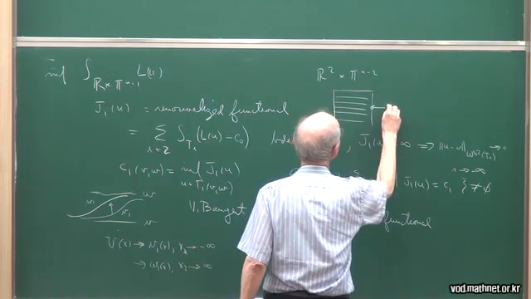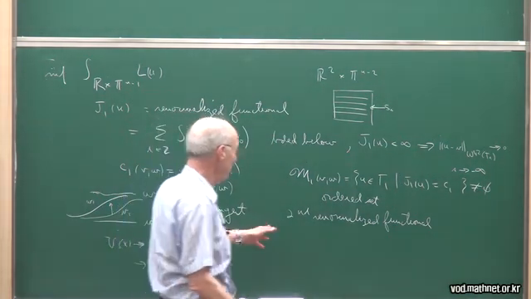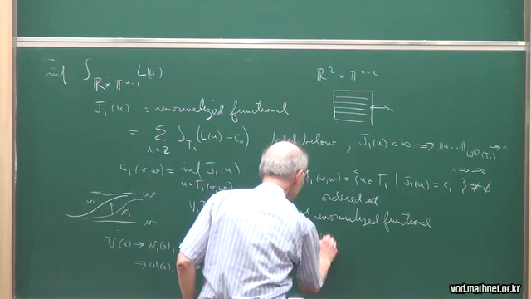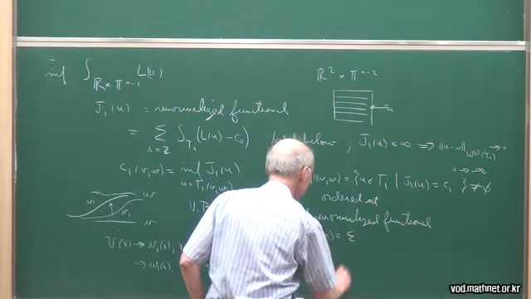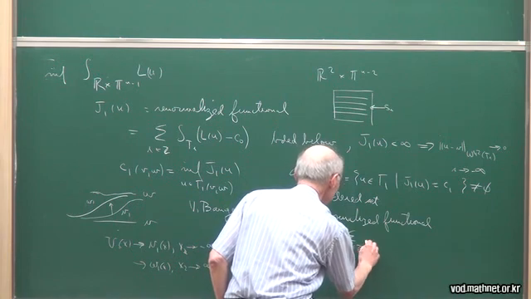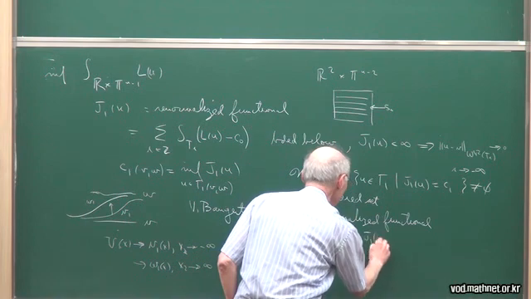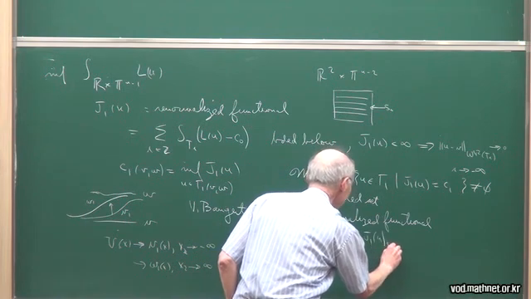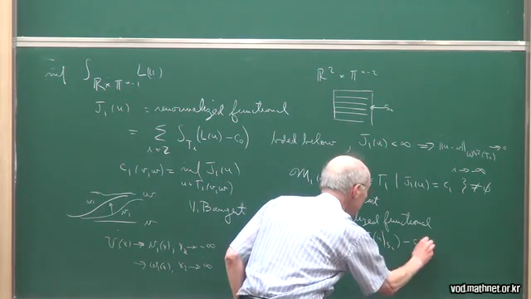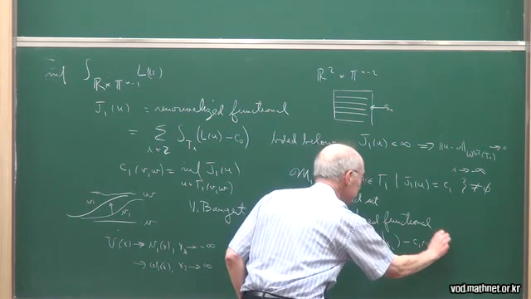Say here's Si is the ith strip, and then the second renormalized functional will just be J2 of U equal the sum for i in Z of J1 of U restricted to Si minus C1 of VW. Here's our renormalization.